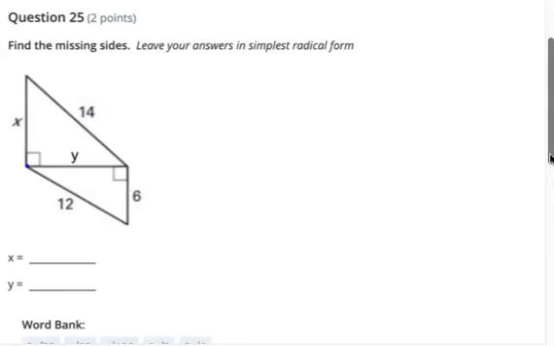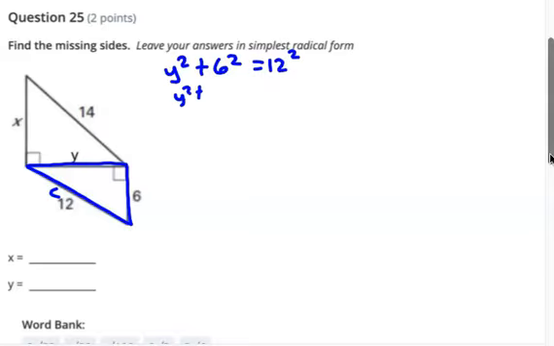What I need to do, I can find y first if I look at this triangle. Okay, and what that is going to be Pythagorean Theorem. I know 2 of the 3 sides on that blue triangle, where 12 is the hypotenuse. So the first step is to actually find y. Y squared plus 6 squared equals 12 squared. Okay, everything says simplest radical form for this one, so we're not going to use decimals. We're going to use simplified square roots, simplified radicals.